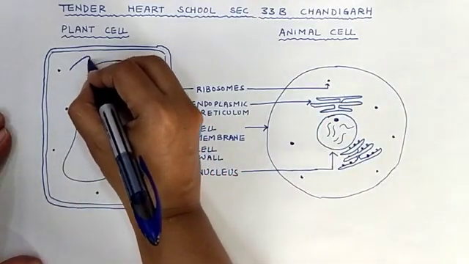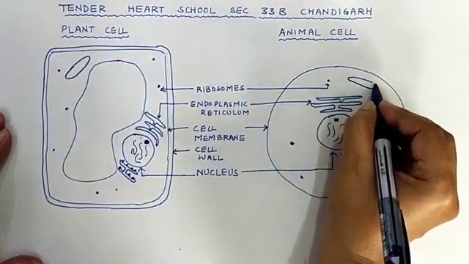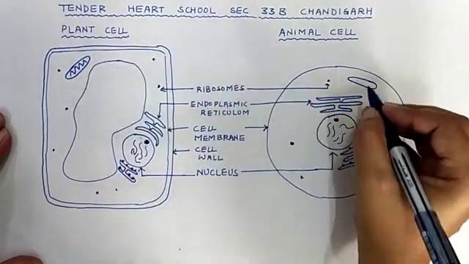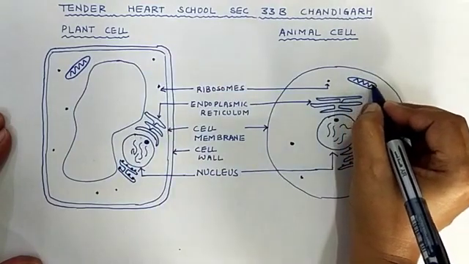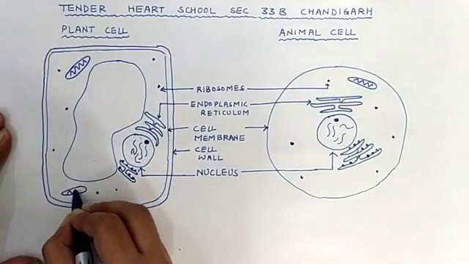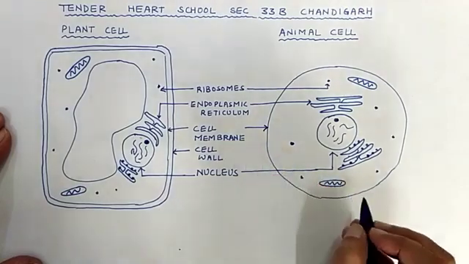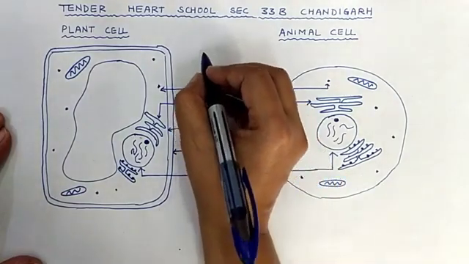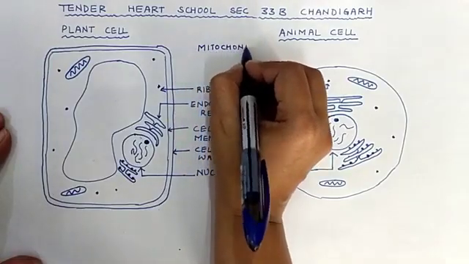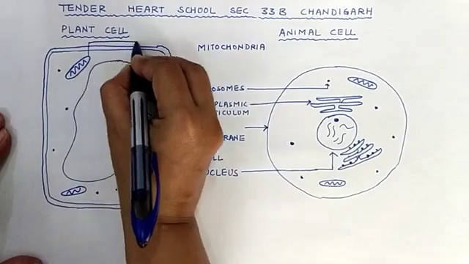Mitochondria, these are double-walled structures, double membraned, right? And internally, this is the cristae of the mitochondria. It is having double-walled structure, and these are the cristae. So one or two mitochondria you can show here. Mitochondria are the powerhouse of the cell, which provide the cell with the energy. So let us label here. Mitochondria, right? So this is the mitochondria.